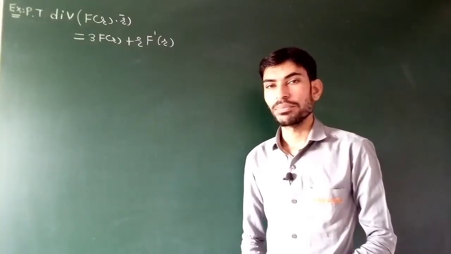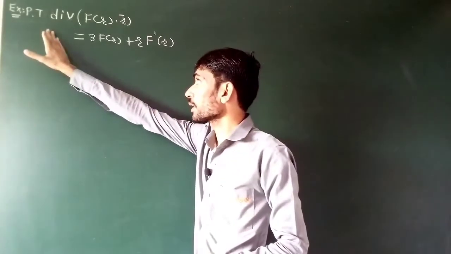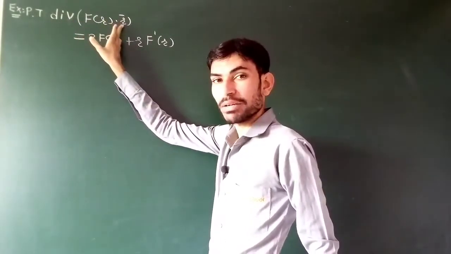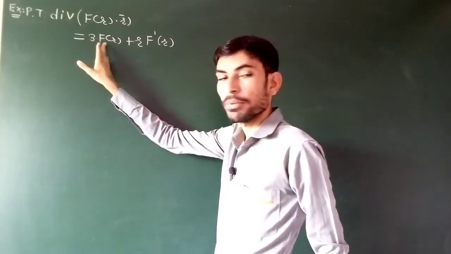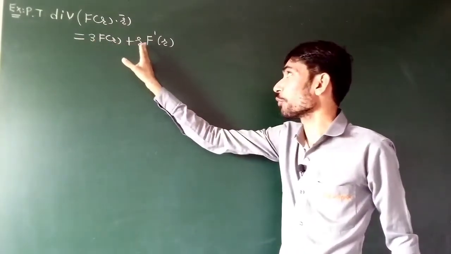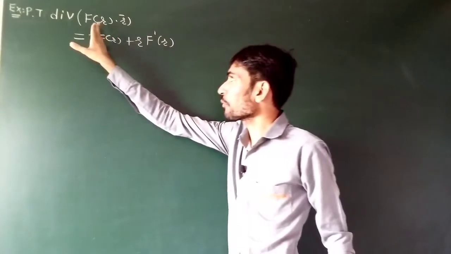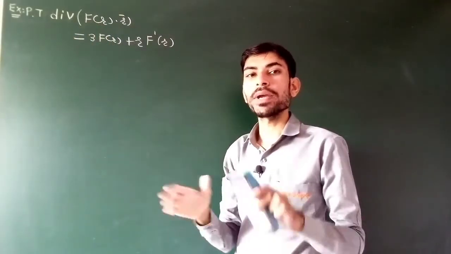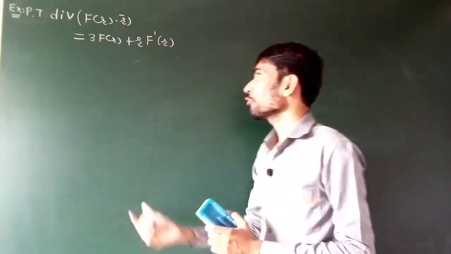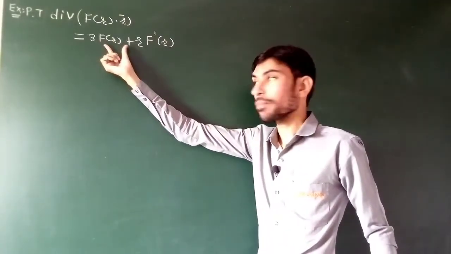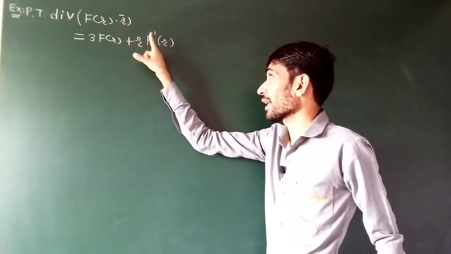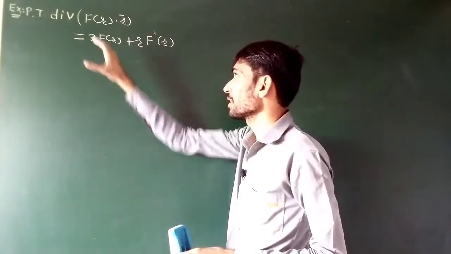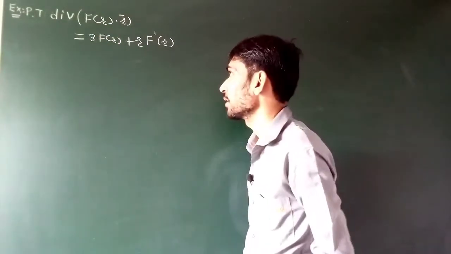Now in the second example, you are given to prove that divergence of capital F of R dot product with the vector R bar is equal to 3 into capital F of R plus R into F dash R. Here capital F of R is any function of R. And to prove is equal to 3 capital F of R plus R into F dash R. F dash R denotes the first derivative of our function F of R. Here we start our proof with the LHS and we obtain the RHS.